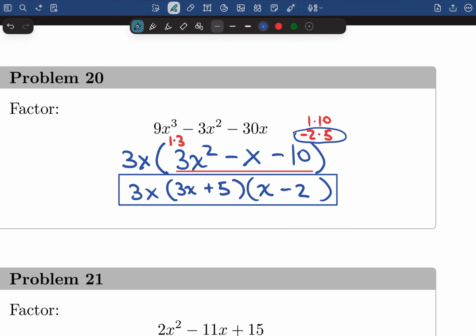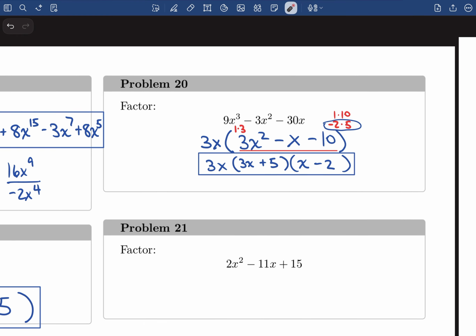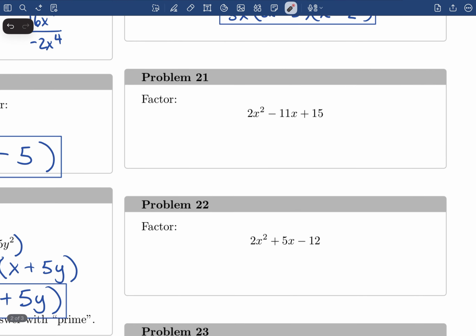So there you go, 3x times 3x plus 5 times x minus 2 is the factoring of this stuff right here. Now, by the way, it doesn't matter the order with which you multiply the binomials, right? So you could have had x minus 2 first and 3x plus 5 second. It doesn't matter, but it does very much matter that you place the correct values in the correct locations with the correct signs. All right, so be very careful as you work through those.